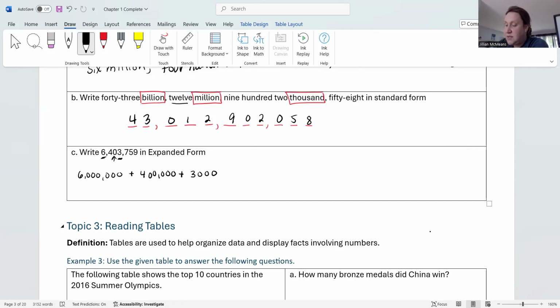And then next up, we have a 7, which is in the hundreds place. So I want to write that as 700. The 5 is in the tens place, so I want to write that as basically 5 times 10, or 50. And then finally, the last digit, we just write it as is. It is 9. So if I were to take a calculator, or I could do this on paper, but if I were to add up these numbers, I would get 6,403,759.